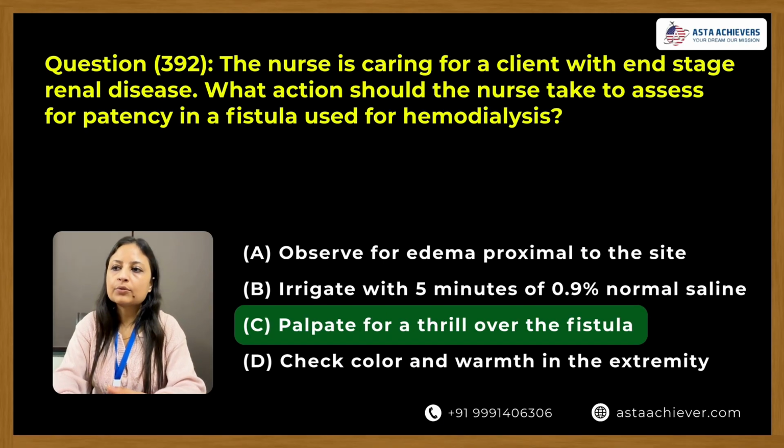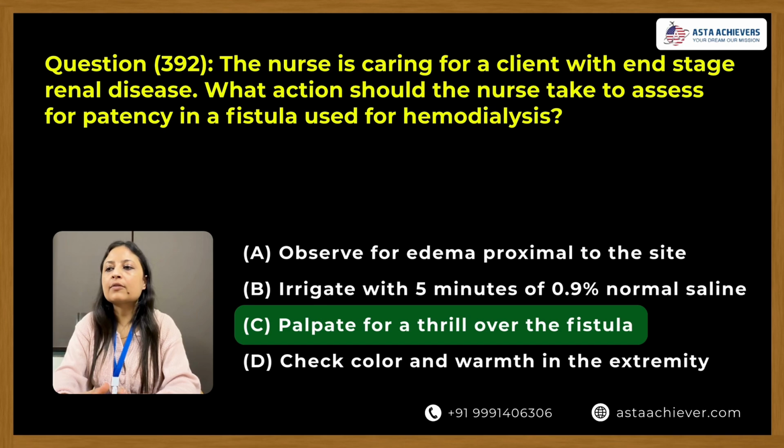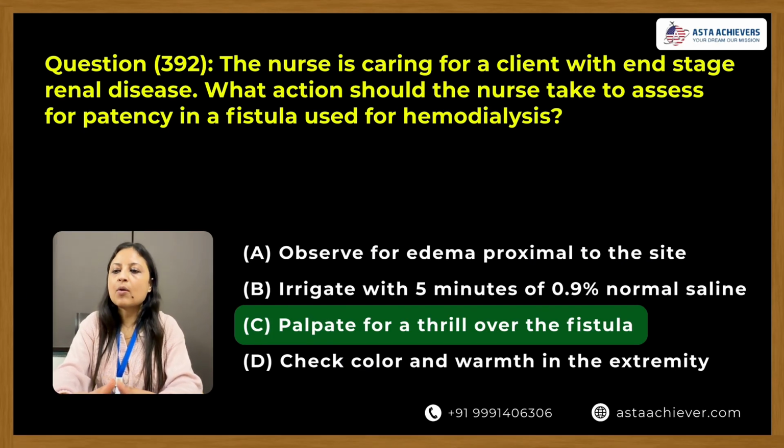Question number 392. The nurse is caring for a client with end-stage renal disease. What action should the nurse take to assess for patency in the fistula used for hemodialysis? Option A, observe for edema proximal to the site. Option B, irrigate with 5 minutes of 0.9% normal saline. Option C, palpate for a thrill over the fistula. And option D, check the color and warmth in the extremities. Option C, palpate for a thrill over the fistula, is the correct answer. To assess for patency in a fistula or graft, the nurse auscultates for a bruit or palpates for a thrill.